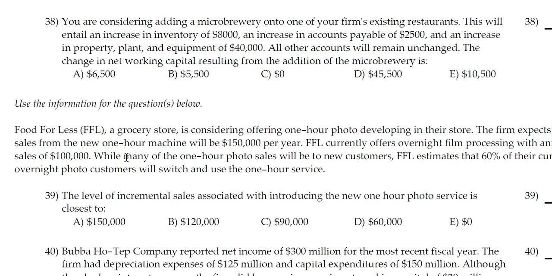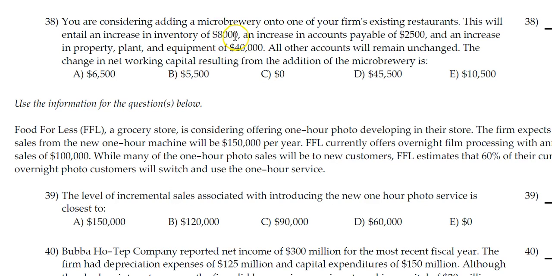Okay, 38. You're considering adding a microbrewery onto one of your firm's existing restaurants. This will entail an increase in the inventory of $8,000, increase in accounts payable of 2.5K, 2,500, sorry, and an increase in property, plant, and equipment of $40,000. All other accounts will remain unchanged. What is the change in net working capital?